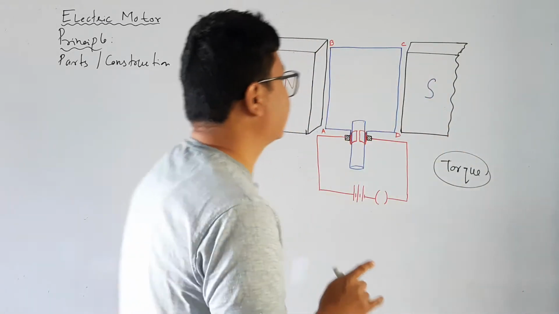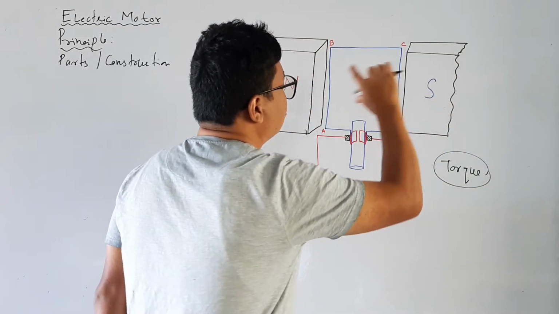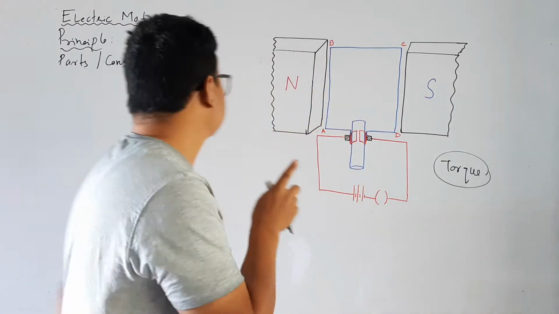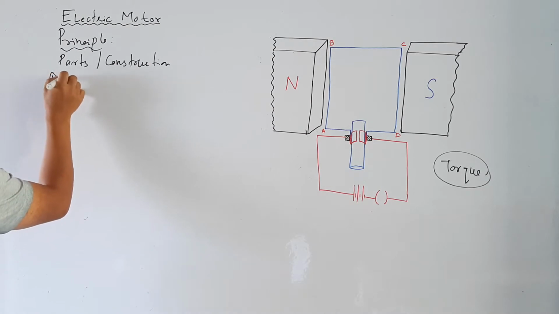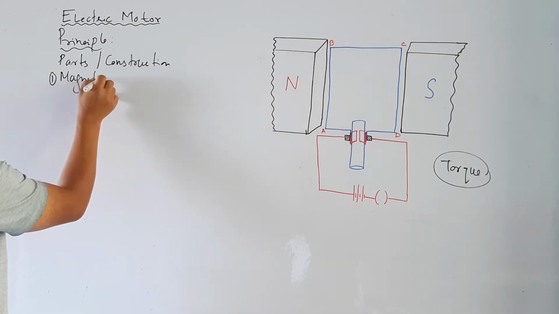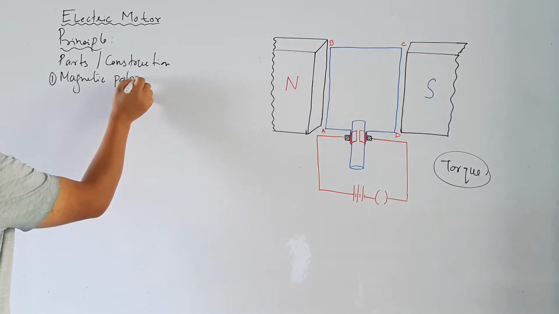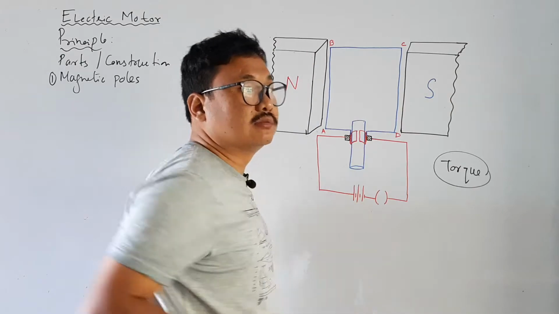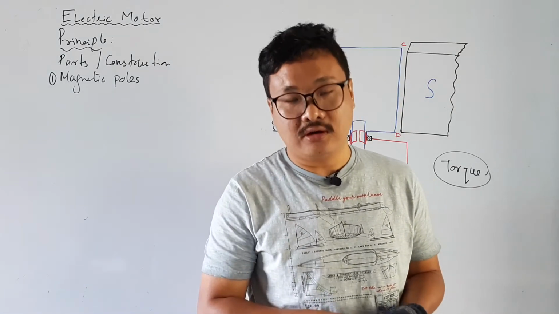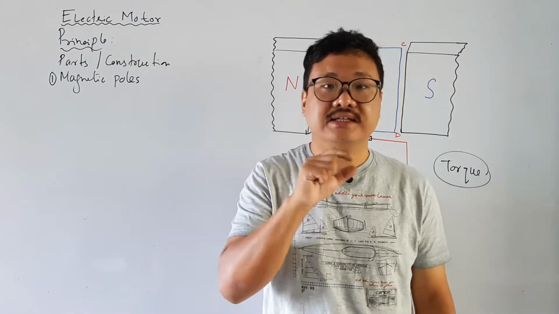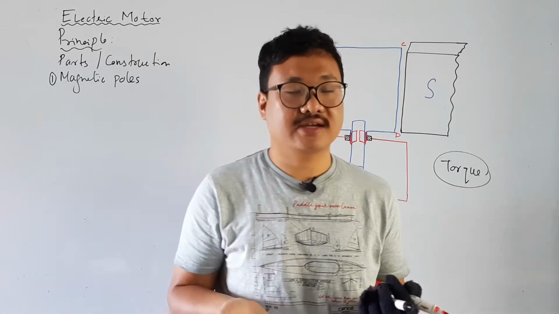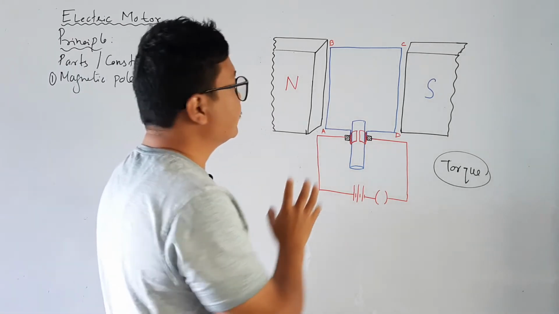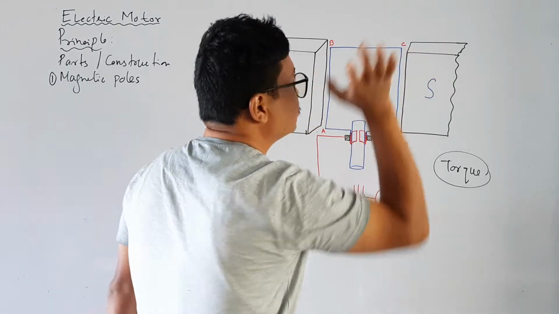Number one part: if you see here this North Pole and South Pole, we can say there are magnetic poles. Number one point, there are magnetic poles. Also, I will give the complete notes on this electric motor and share it with you all. Just find the link in the description box. So, magnetic poles: one is North Pole, the other one is South Pole.